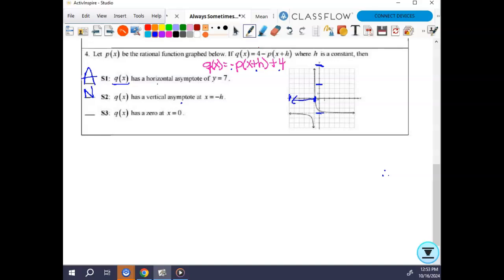Then the 0. Right now I have a 0 at negative 1. I really don't know if I'm moving left or right. I could move in either direction, so I could definitely move to the right, and this would be a sometimes. Okay? What questions do you have?